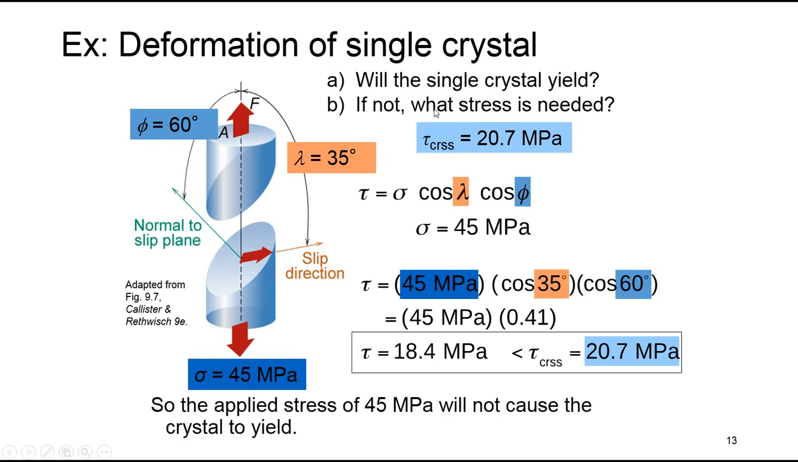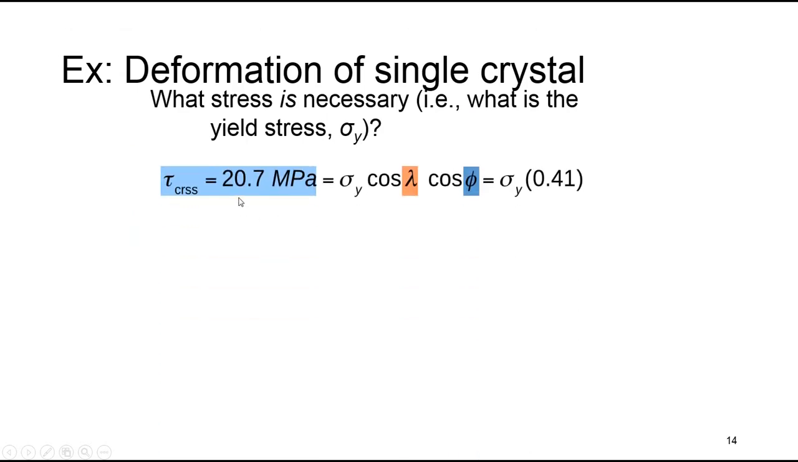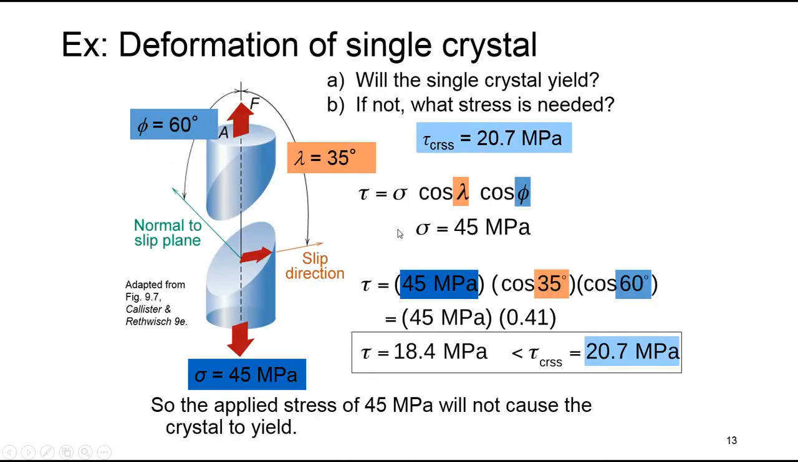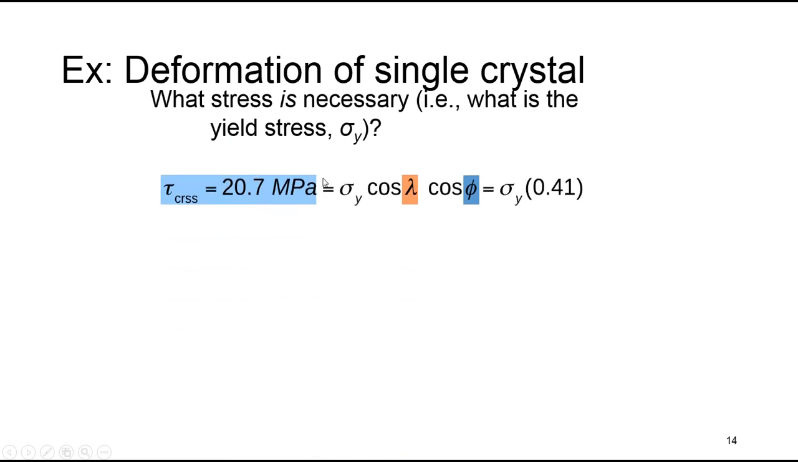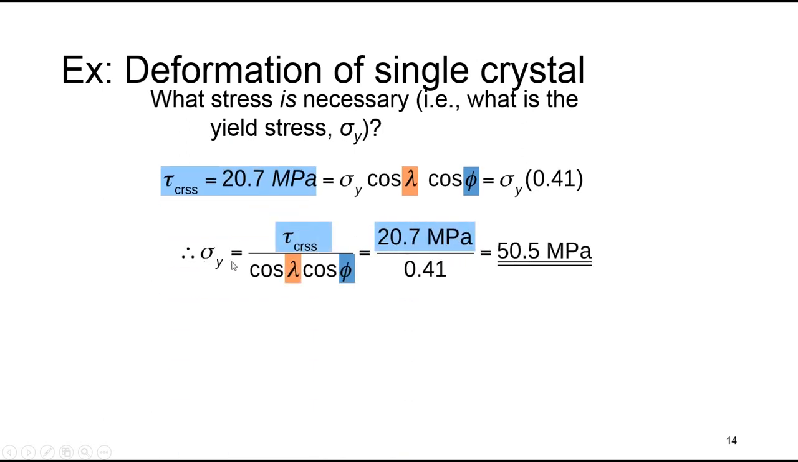Now we go to the second part. It says, if it doesn't yield, then at what stress will it yield? Of course, we should have a value of sigma which provides the value of 20.7, so we write down the equation again, 20.7, and the value of sigma is now not known. We have the cosine values from the previous one, knowing the angles as shown here. Therefore, the value of sigma that results in yielding is equal to 50.5 megapascal for this specific problem.